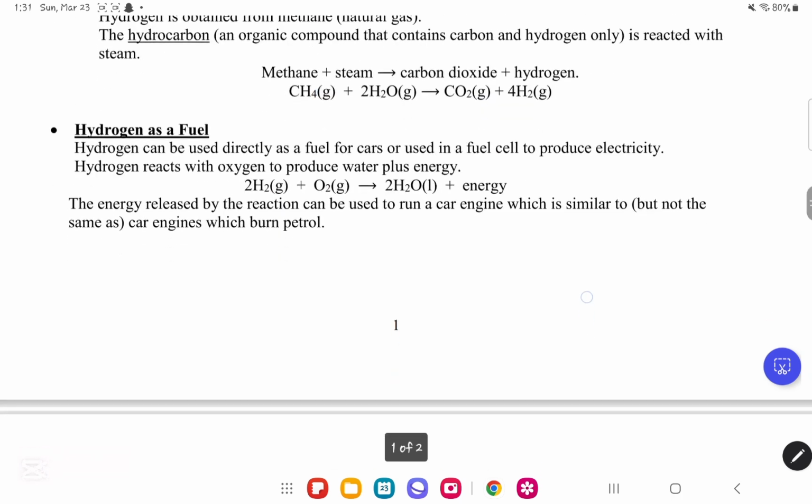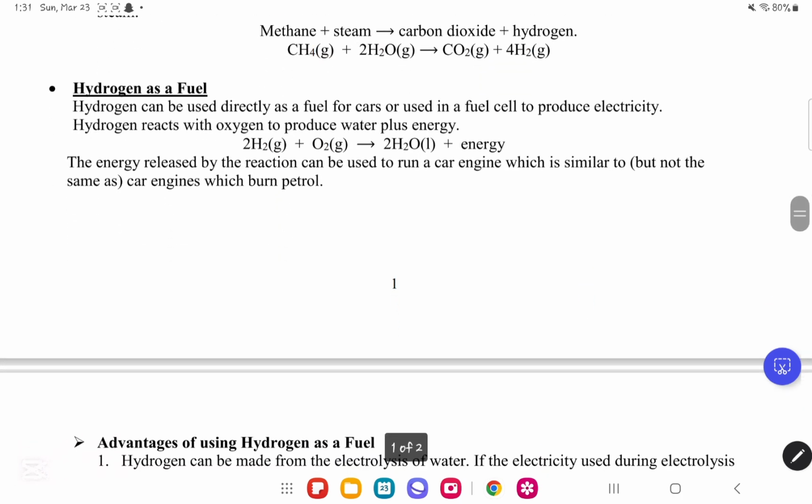Now, where do we use hydrogen in real life? Some people use hydrogen as a fuel, which is a very important process. Hydrogen can be used directly as a fuel for cars or used in a fuel cell to produce electricity. Hydrogen reacts with oxygen to produce water plus energy. The reaction you need to know is that hydrogen plus oxygen will give you water, and then you balance it and do not forget to put the energy.